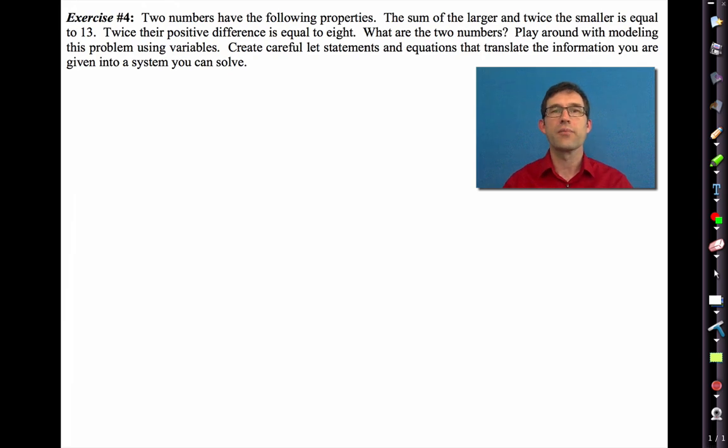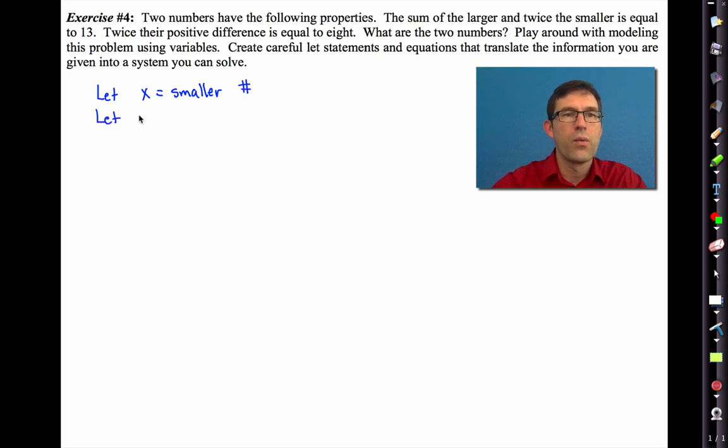Two numbers have the following properties. The sum of the larger and twice the smaller is equal to 13. Twice their positive difference is equal to 8. What are the two numbers? All right. So we have a larger number, we have a smaller number. I'm going to let x be the smaller number. I'm going to let y be equal to the larger number.